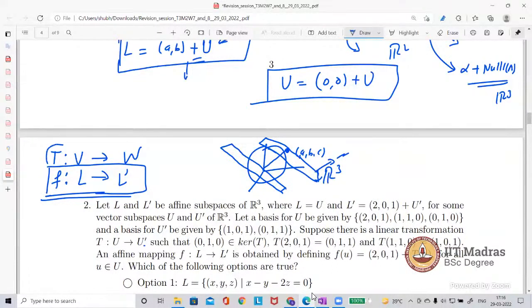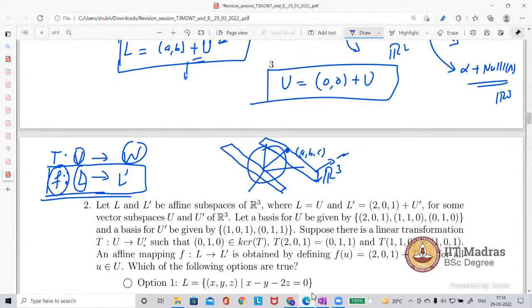Like here we are saying linear transformation, F may not be a linear transformation, as L is not a vector space, and likewise L prime. So F may not be linear, but there is a relation between F and T, between the linear transformation and this affine mapping. What is the relation?